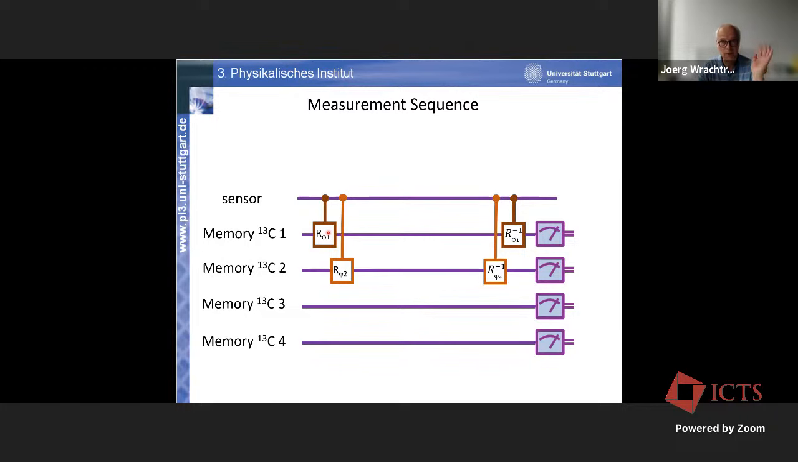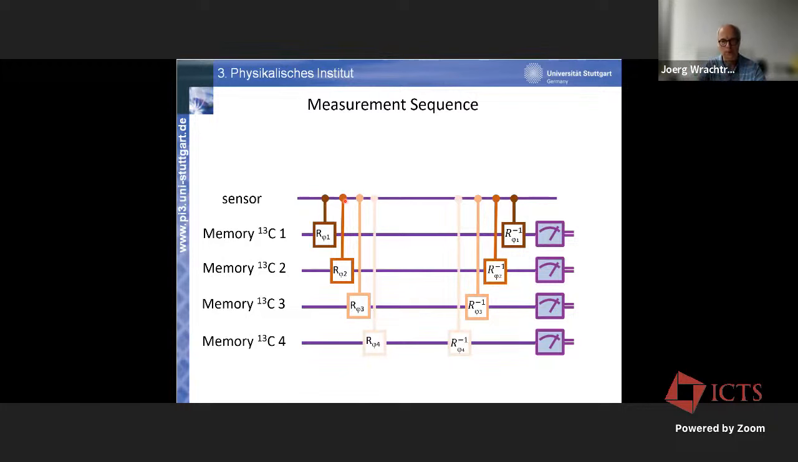We have up to 10 memory qubits we can selectively address. And I'm doing this for a different rotation angle phi as a controlled rotation gate. Once again, I control what I'm doing on the nuclear spin by the sensor electron spin quantum state. And I can repeat the same scheme for the memory qubit 3 and also the memory qubit 4 and so on and so forth.